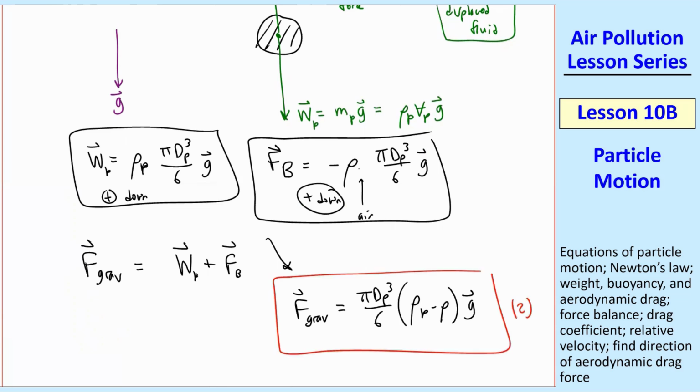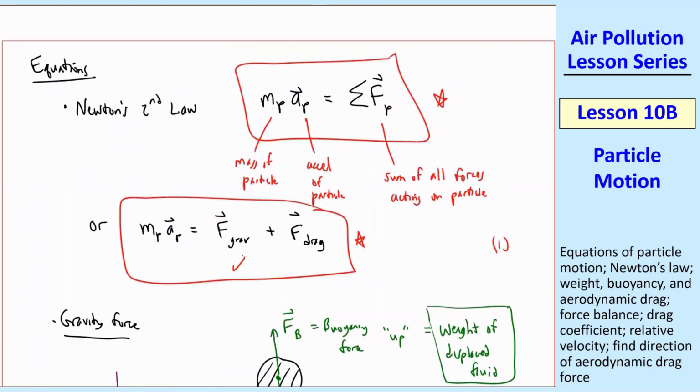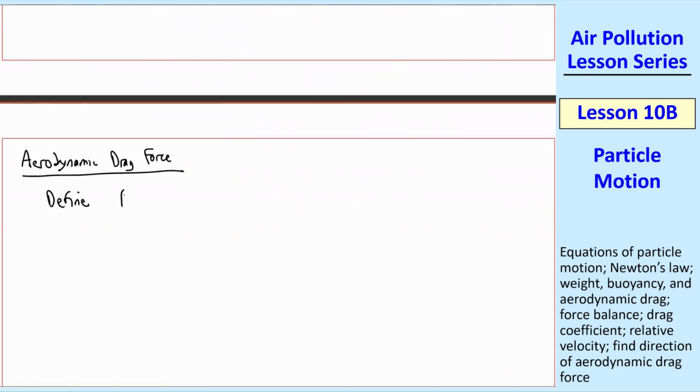That's our gravity force. And notice that it's a vector force. So we have the net gravity force on the particle in the direction of gravity vector g. So we have one of these forces done with. Now let's look at the drag force. This is aerodynamic drag. First, let's define a relative velocity.